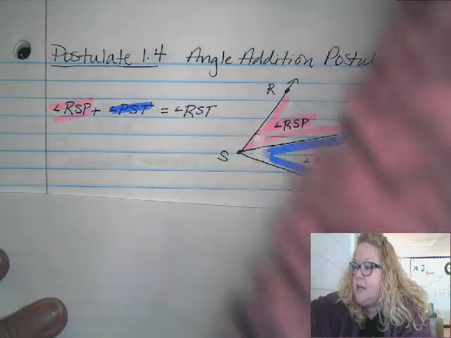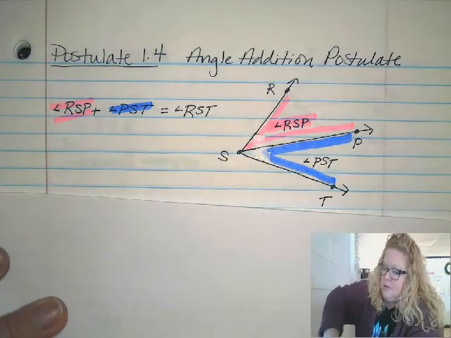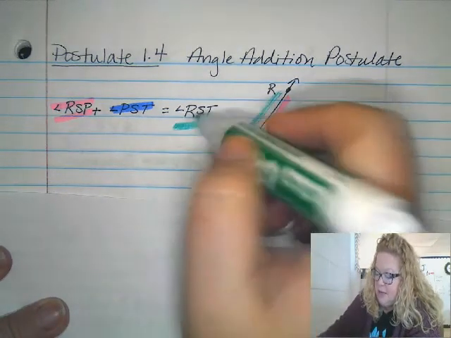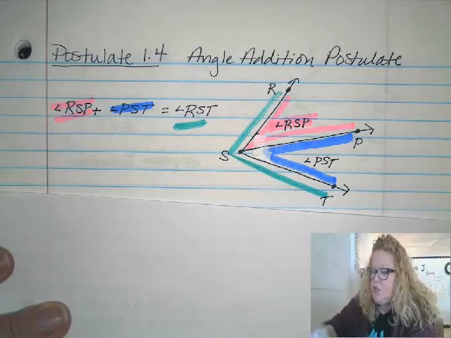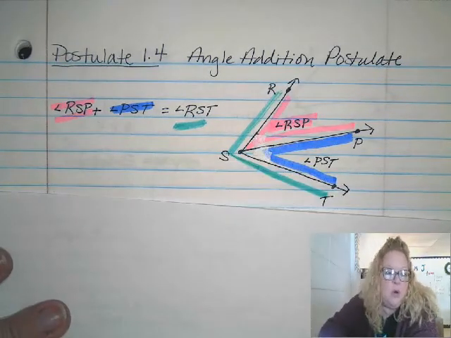Now I just need another color here. Here we go. So I'm going to get the whole thing, RST. So I'm going to get that whole piece, just like segment addition. The two little pieces together equals the whole big piece.